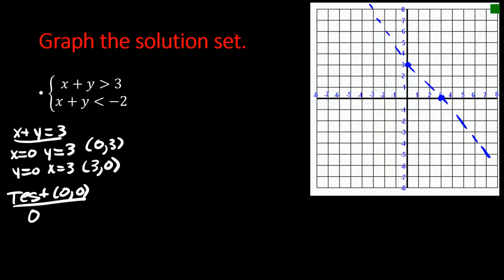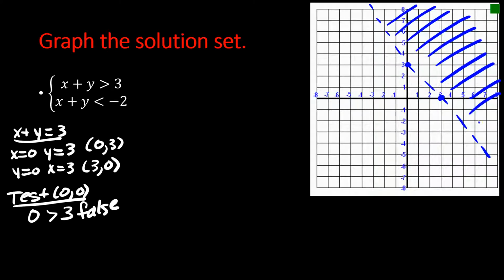Let's test the point, 0, comma 0. We have 0 plus 0 is 0. 0 is greater than 3 is a false statement. So we're going to shade the region opposite 0, 0. Let's look at the other line.